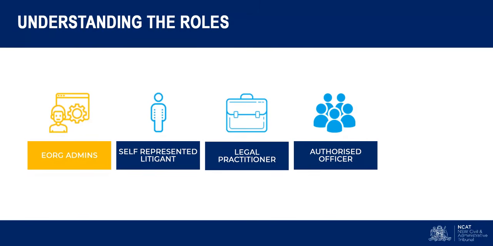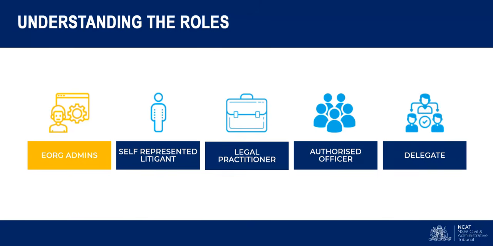An authorised officer is a person with the authority to act on behalf of a company, organisation, or government agency. They must be attached to an e-organisation. Real estate agents can register to lodge on behalf of landlords they represent. Finally, a delegate is able to transact on behalf of a legal practitioner or an authorised officer that they are associated to. They must be part of an e-organisation.